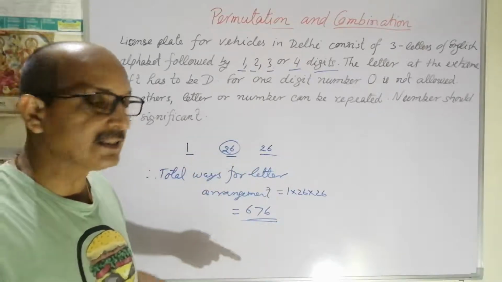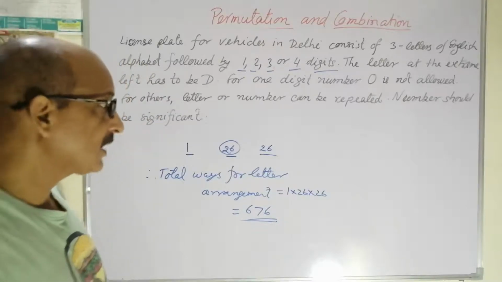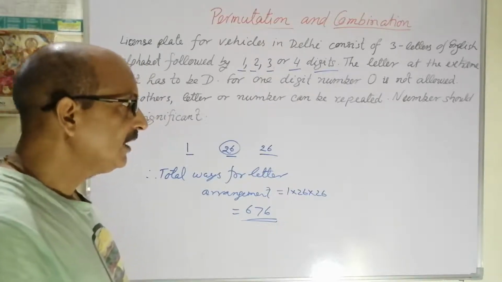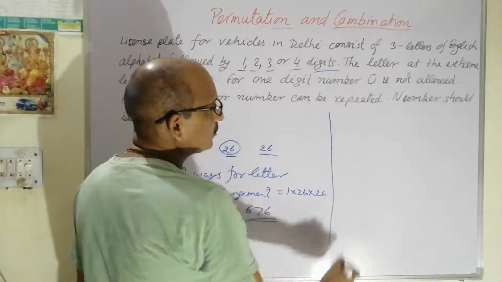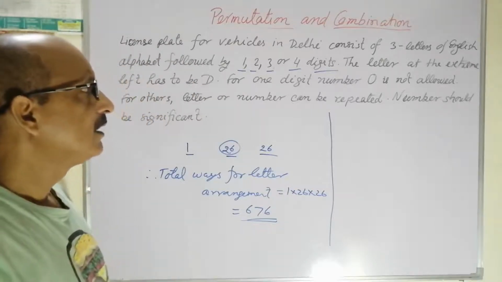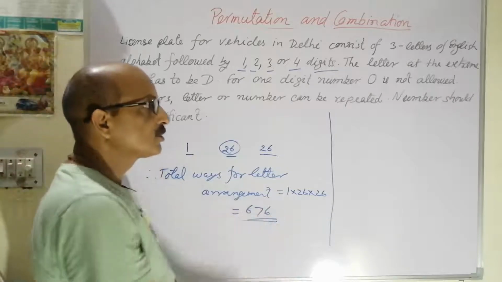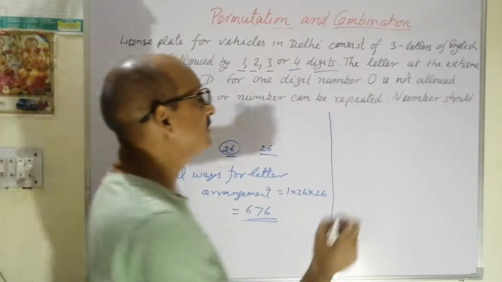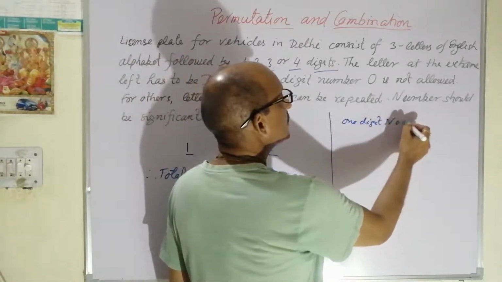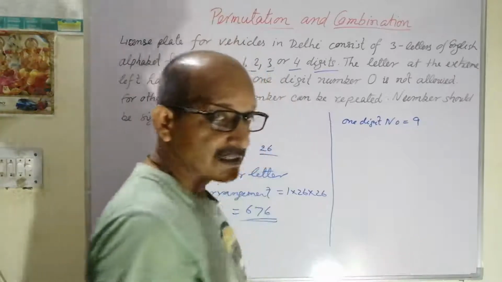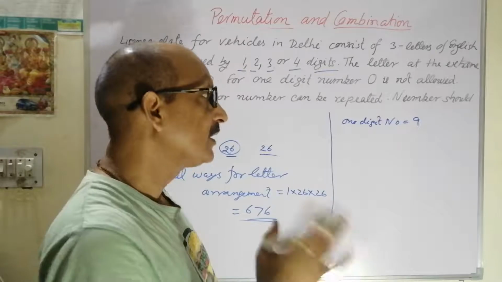Following it, after this we have to create some numbers. Now, how many numbers can follow these letters? So one digit numbers, how many are there? Only 9, because 0 is insignificant here: 1, 2, 3, 4, 5, 6, 7, 8, 9.